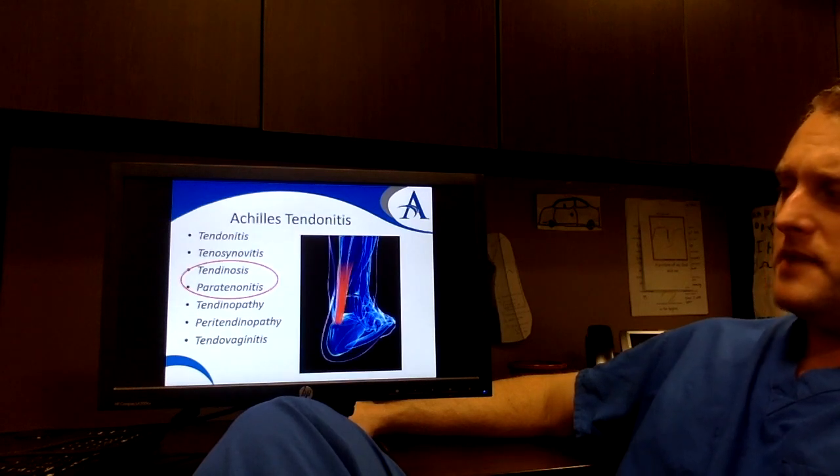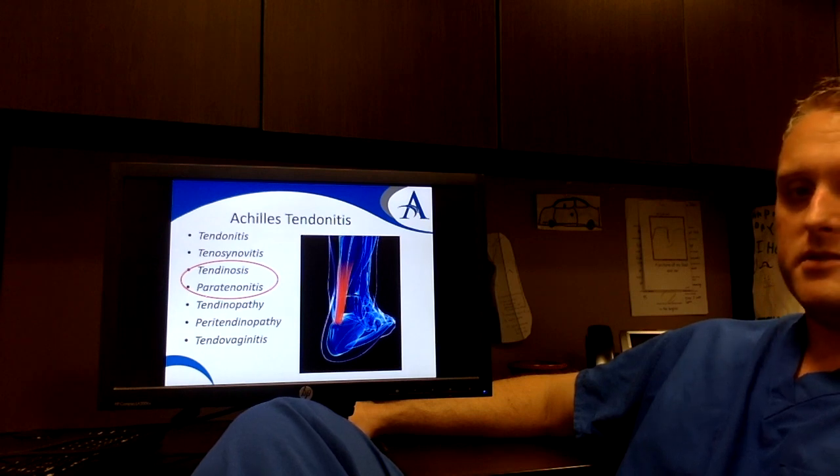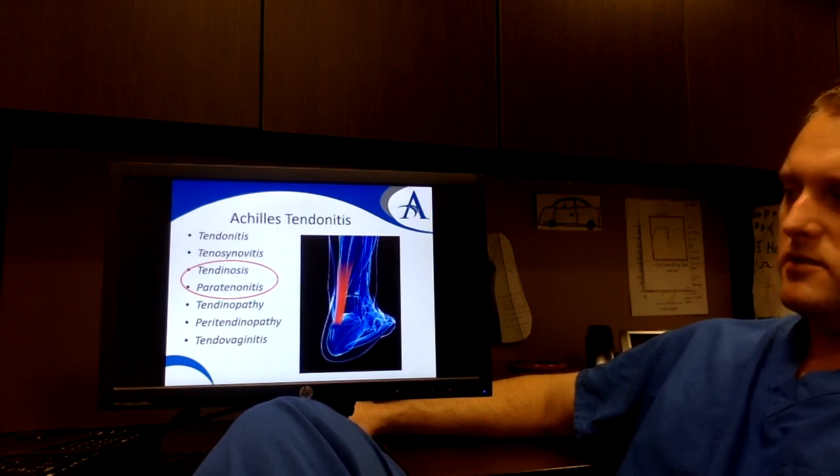So the main things we focus on in the Achilles are the tendinosis and the peritendinitis. The tendinosis is a degeneration I'm talking about. The peritendinitis is the inflammation of the surrounding tissue, which is almost like a synovial lining for the tendon.